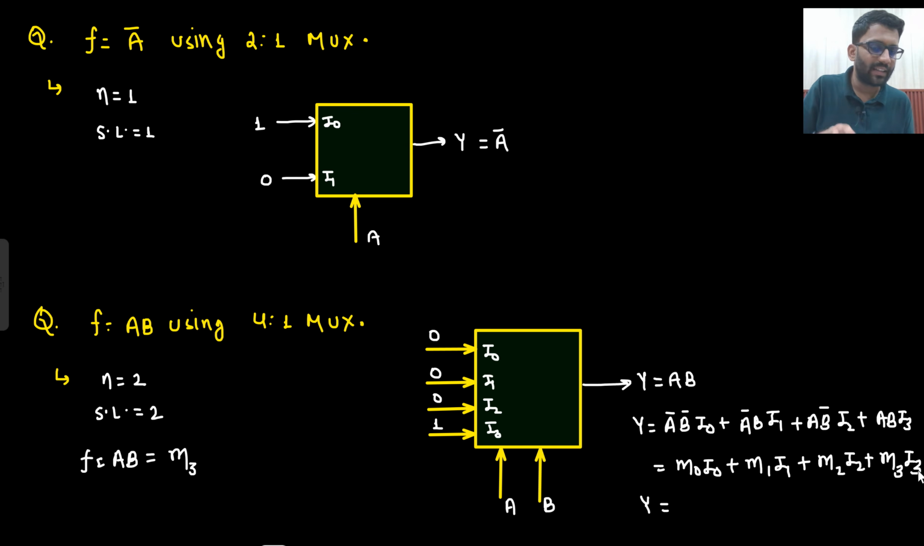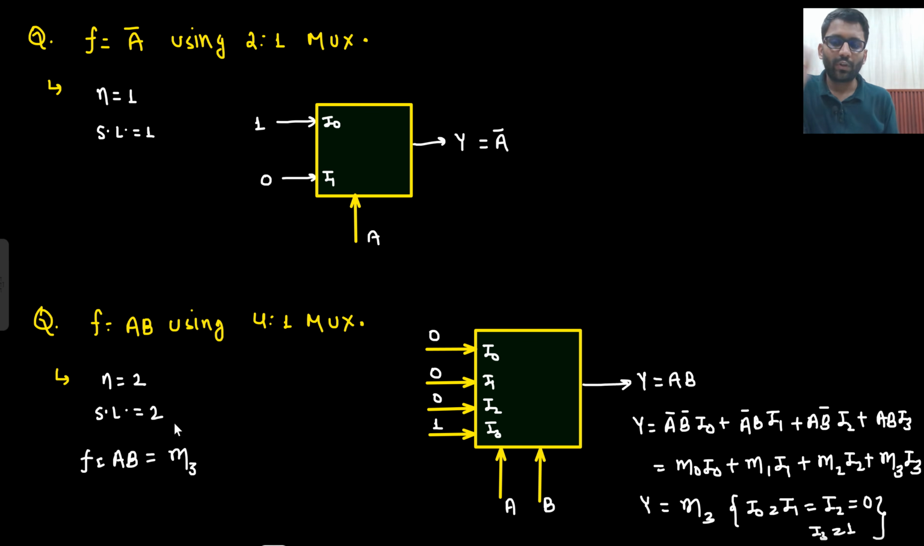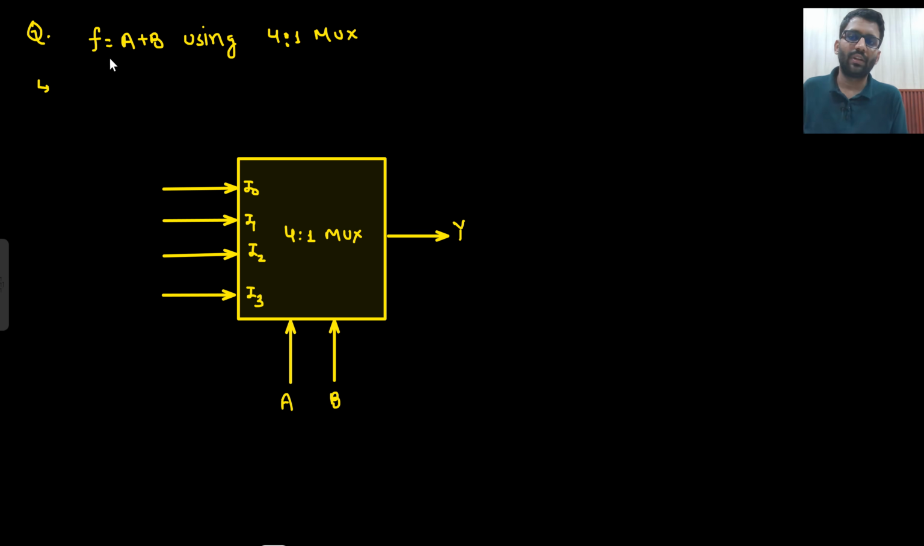Sorry, you need only I3 equal to 1, not M3. Rest all should be 0. So Y should be equal to M3. For that, your I naught, I1 and I2 should be equal to 0 and I3 should be equal to 1. So that's why I put this in this one. So what you can do is directly write down the minterms. The M3 minterm is there, so only I3 should be 1, rest all should be 0. That's it.